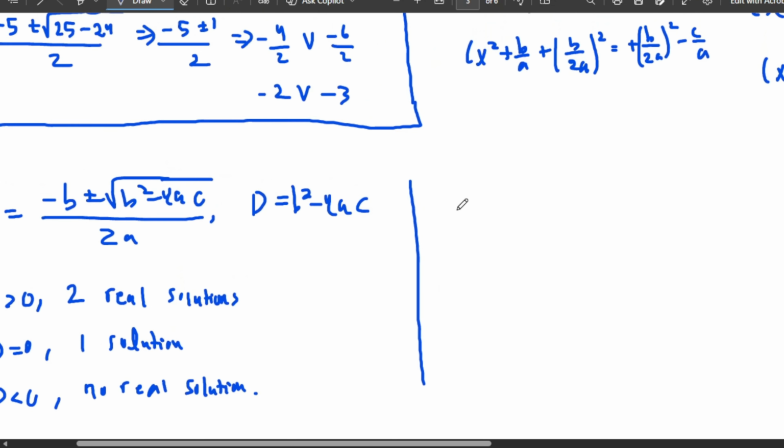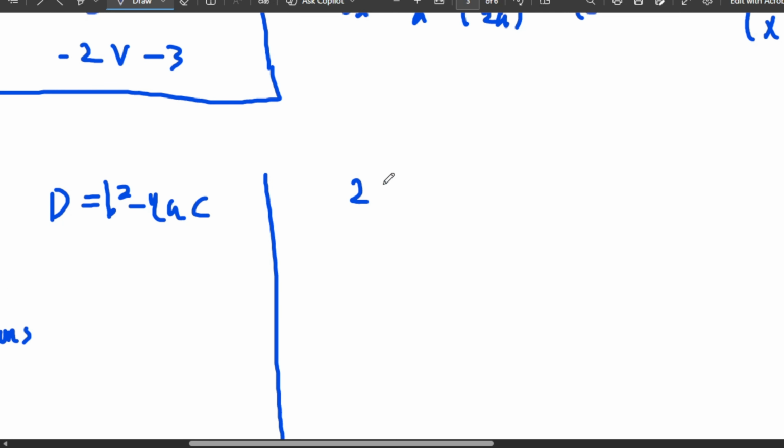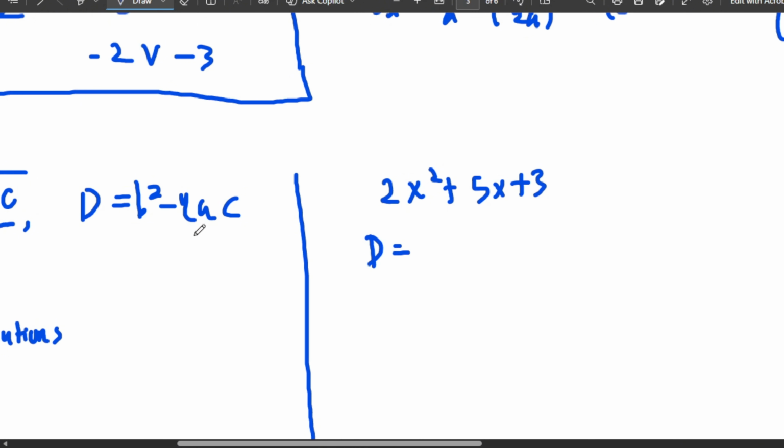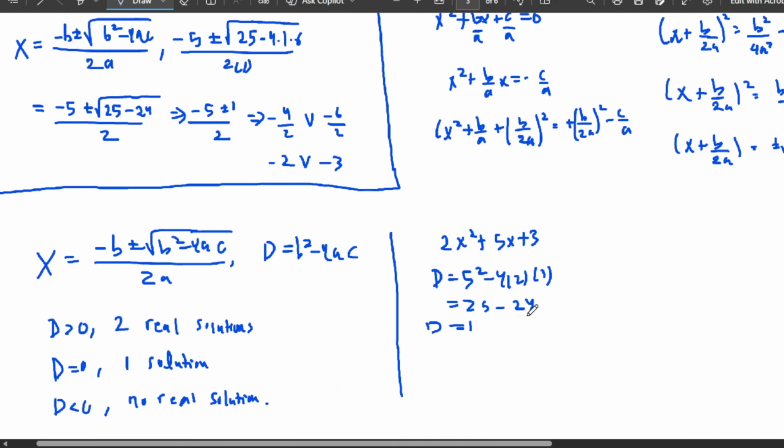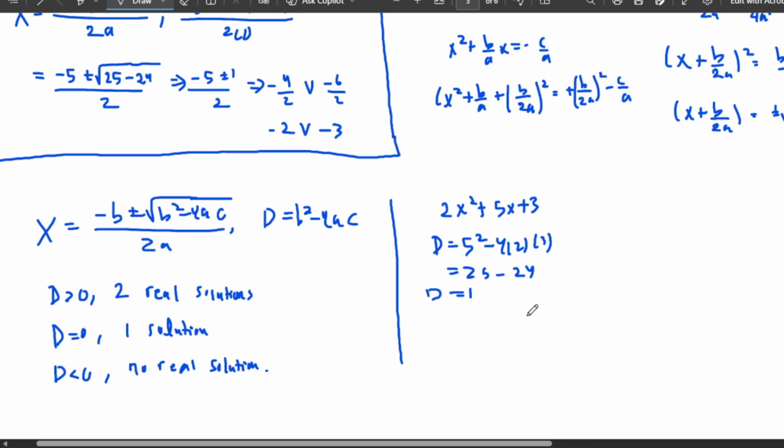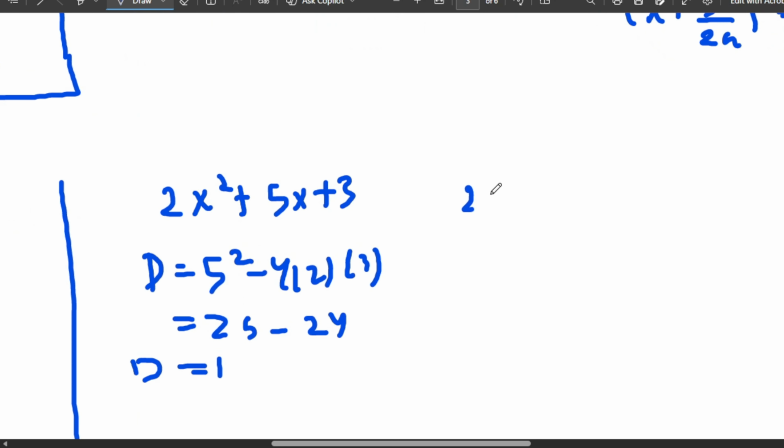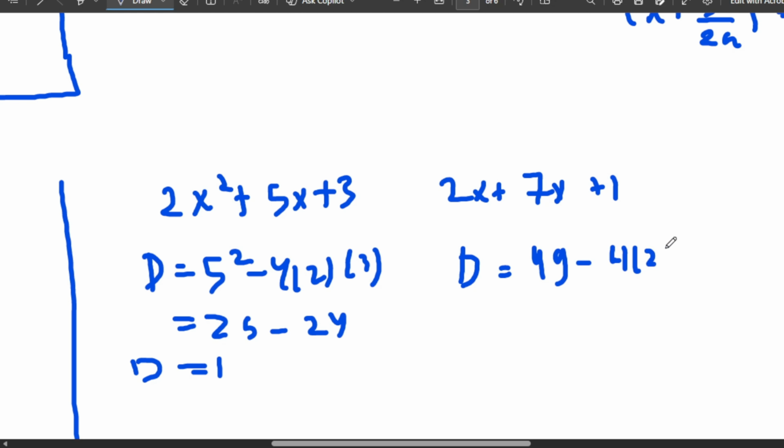Let's say our equation would be 2x squared plus 5x plus 3. If you find the discriminant, it will be 5 squared minus 4 times 2 times 3, which would be 25 minus 24, which is 1, greater than 0, right? So it would be two real solutions. How about 2x squared plus, let's say, 7x plus 1? The discriminant will be 49 minus 4 times 2 times 1. Well, it of course will be greater than 0, so it will be two real solutions.